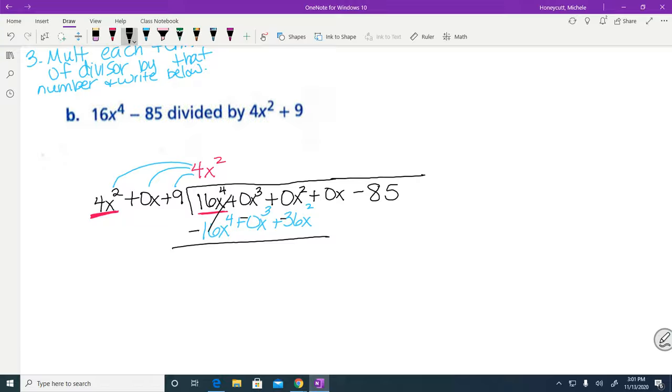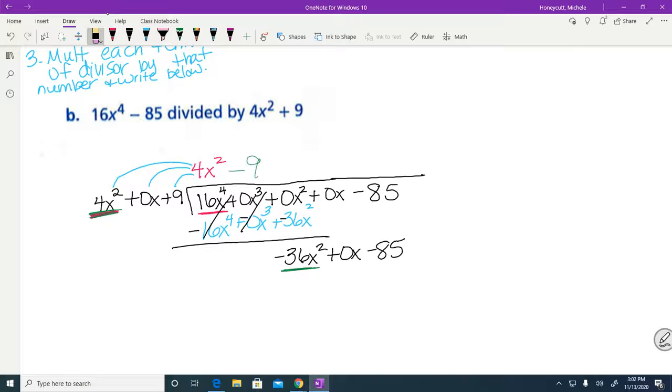16 minus 16 is 0. 0 minus 0 is 0. 0 minus 36, negative 36x squared. Bring down the plus 0x and the minus 85. Because I've got 3 terms here, I want to make sure I keep 3 terms. Then I'm going to look at the first term here and the first term there. And 4x squared times what would give me negative 36x squared? I know 4x squared times negative 9.